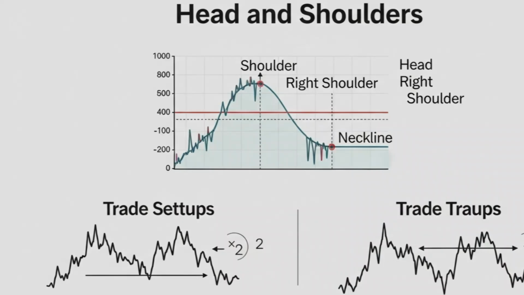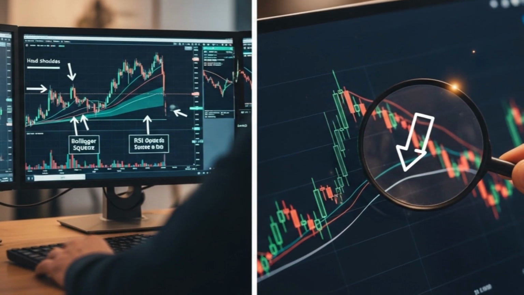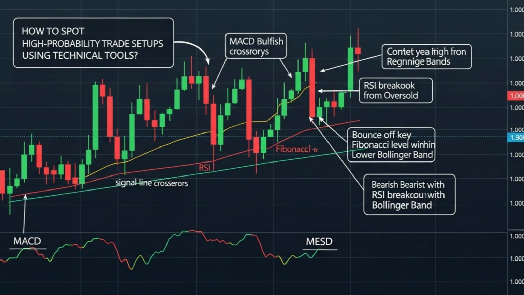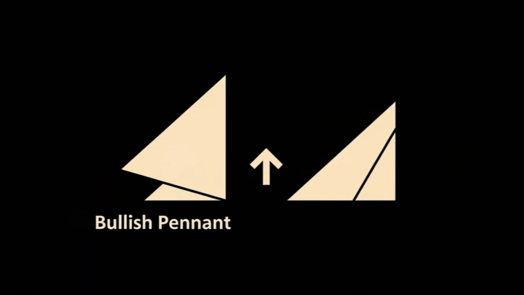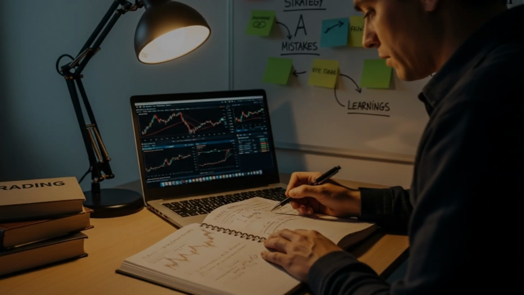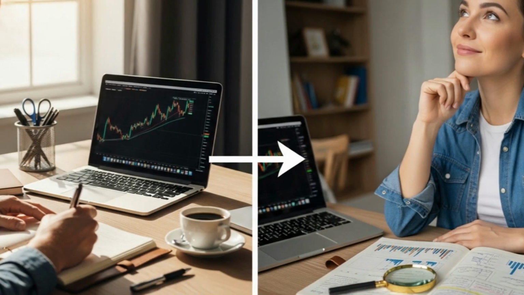Your first task in any analysis is to determine whether the market is trending or ranging. This will influence what strategy you use. For example, in a trending market, you might look to trade pullbacks. In a ranging market, you might focus on reversals at support and resistance. To help identify trends, many traders use moving averages.